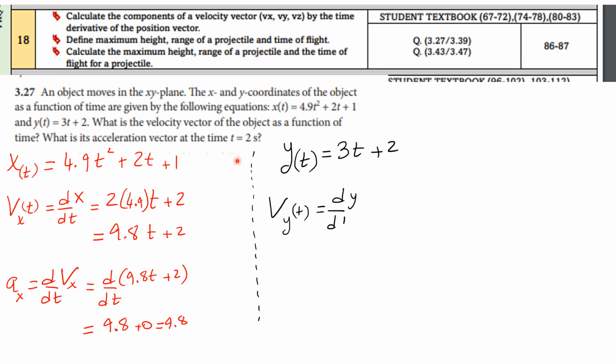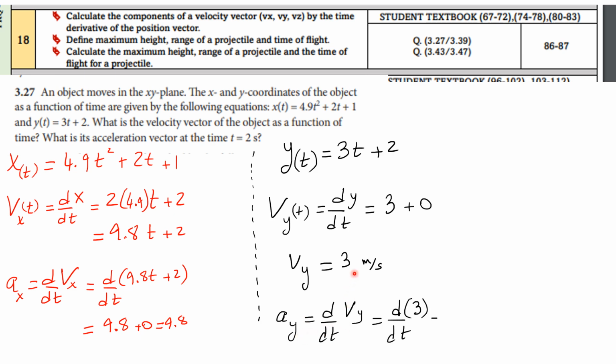So the function of y is equal to 3t plus 2. To calculate the velocity in this case, we take the derivative of y. We get rid of the 2, which is 0, of course, and the derivative of 3t is 3. So now the velocity on the y-axis is 3. If we do the derivative one more time to calculate the acceleration on the y-axis, it's the derivative of 3, which is a constant, so the derivative of this constant is 0.